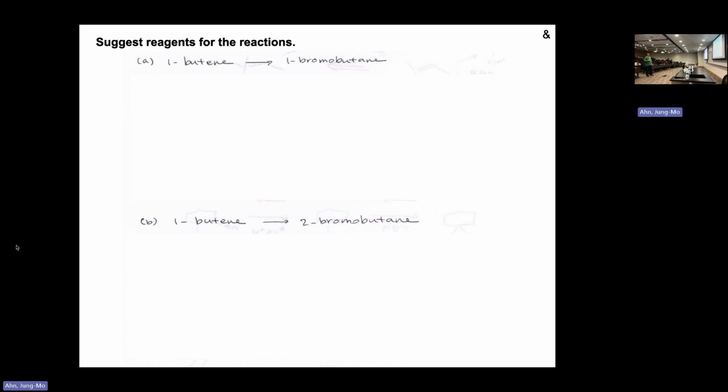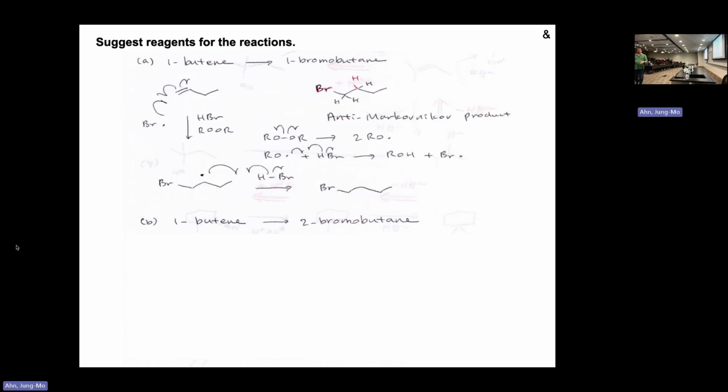The question is, 1-butene is the starting material, and we're going to end up making 1-bromobutane or 2-bromobutane. When I write it this way, you probably don't know what it is, so if I draw it as structures, it will make more sense. 1-butene means the double bond is between carbons 1 and 2. That's a double bond here. It makes a 1-bromobutane.